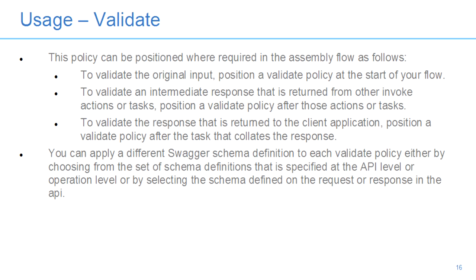So the validate policy can be positioned at various places within the assembly flow. If you want to validate the original input coming into the API, you put the policy at the beginning of the flow, and you specify that you want to validate the request. If you want to validate an intermediary response returned from an invoke, then you put it after the invoke, and put it at the end of the flow if you want to validate the data that's going to go back to the caller.